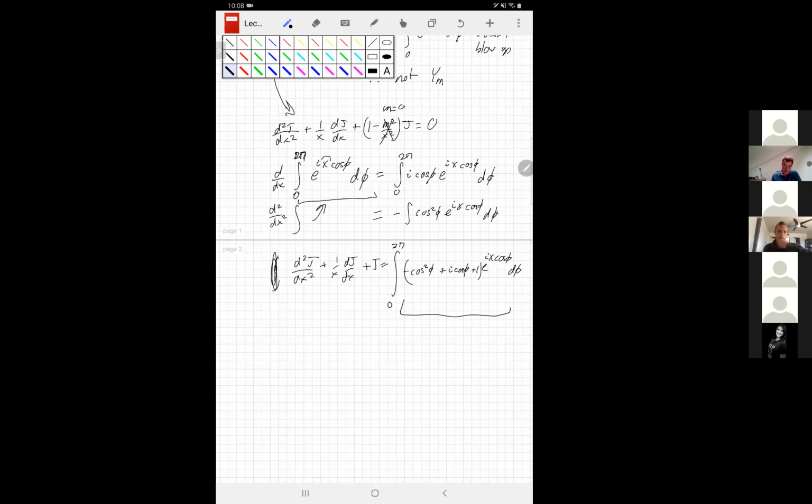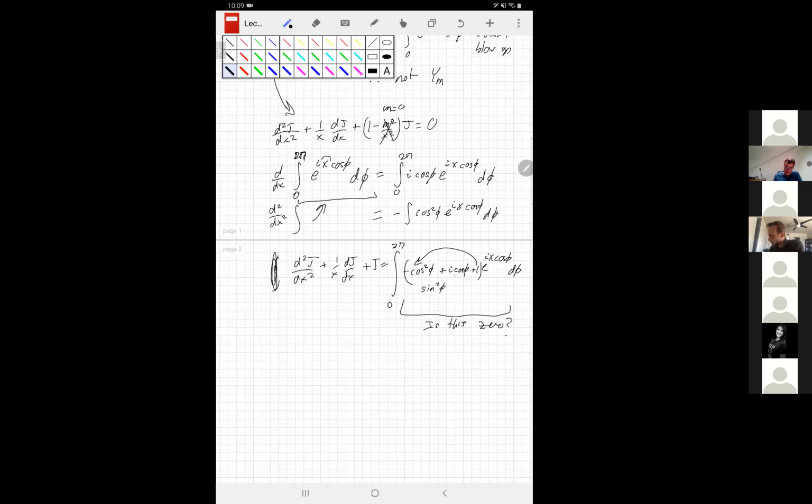And the question is, is this 0? Because it better be if it satisfies the Bessel equation, but it's not at all obvious that this is 0, that if I integrate this thing with these 3 terms in it, I get 0. We have to show that we get 0. One thing I can do is combine these two and I get sine squared phi. 1 minus cosine squared phi is just sine squared phi.